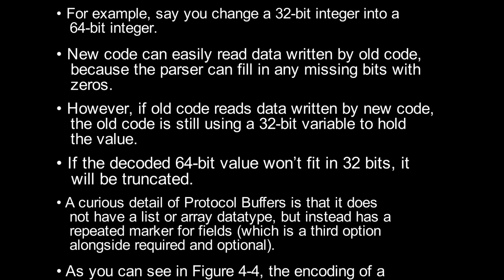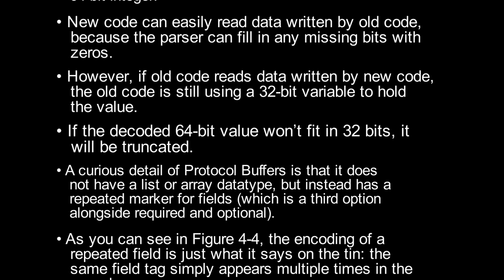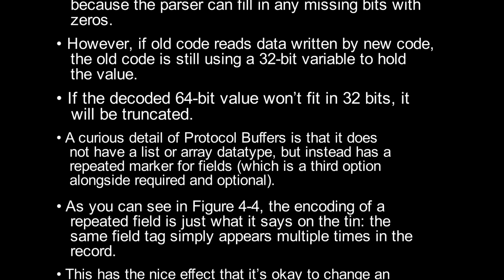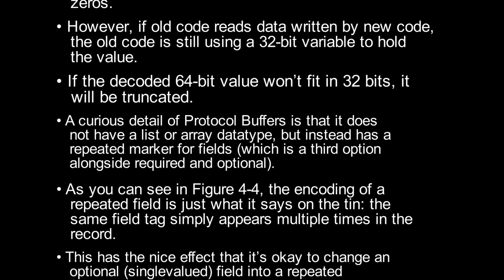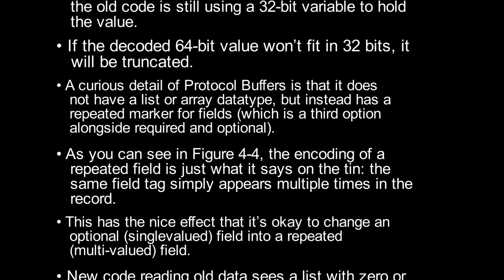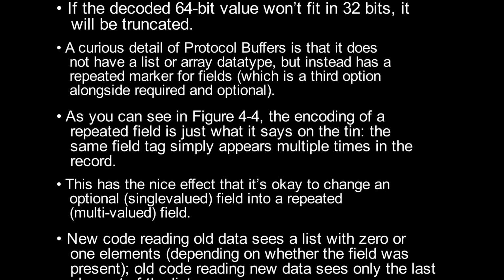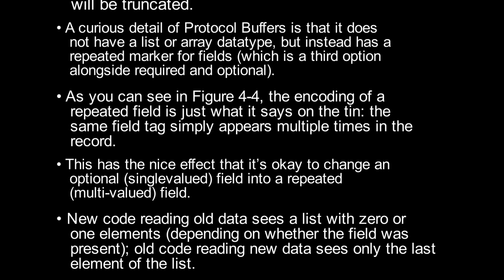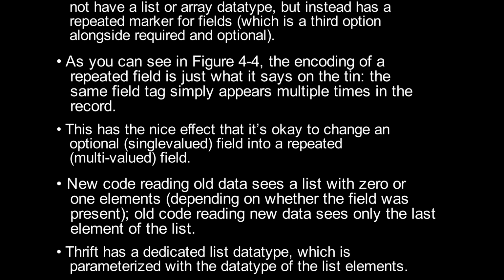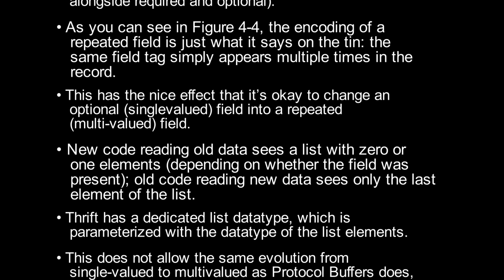A curious detail of Protocol Buffers is that it does not have a list or array data type, but instead has a repeated marker for fields, which is a third option alongside required and optional. As you can see in figure 4-4, the encoding of a repeated field is just what it says on the tin. The same field tag simply appears multiple times in the record. This has the nice effect that it's okay to change an optional single-valued field into a repeated multi-valued field. New code reading old data sees a list with 0 or 1 elements, depending on whether the field was present. Old code reading new data sees only the last element of the list.